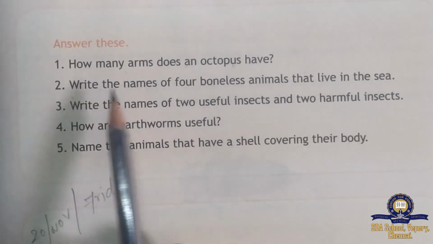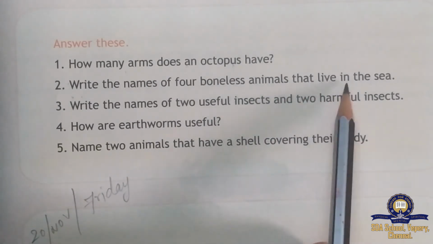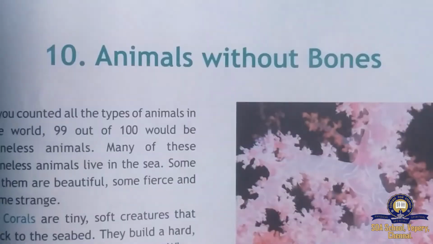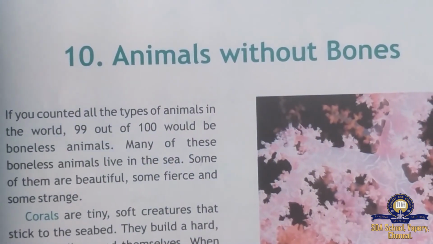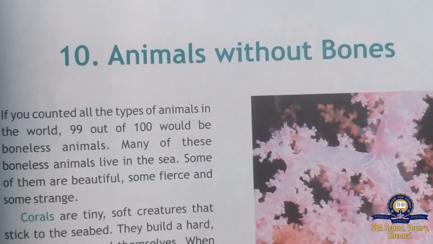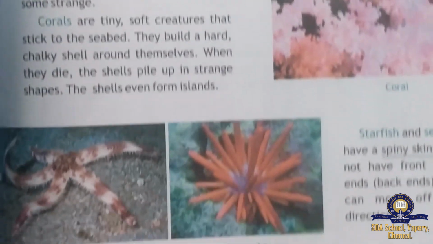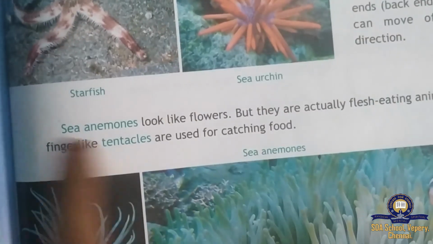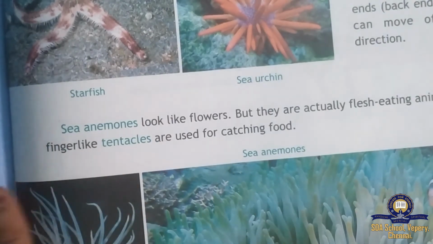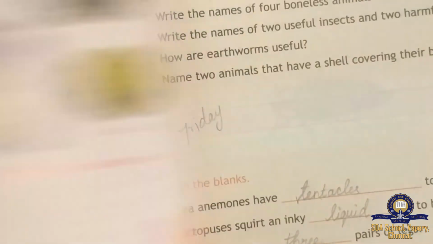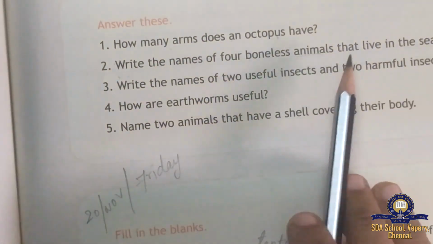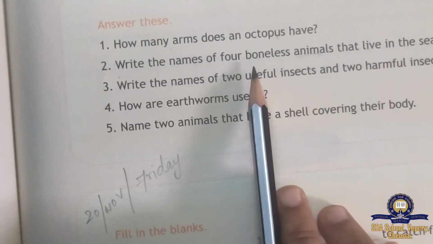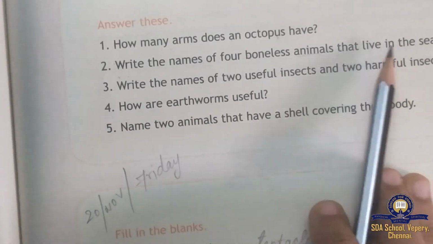Second one. Write the names of 4 boneless animals that live in the sea. What are the boneless animals we saw in the lesson? Corals, starfish, sea urchin, and sea anemones. These are the 4 animals. Corals, starfish, sea urchin, and sea anemones are the boneless animals that live in the sea.